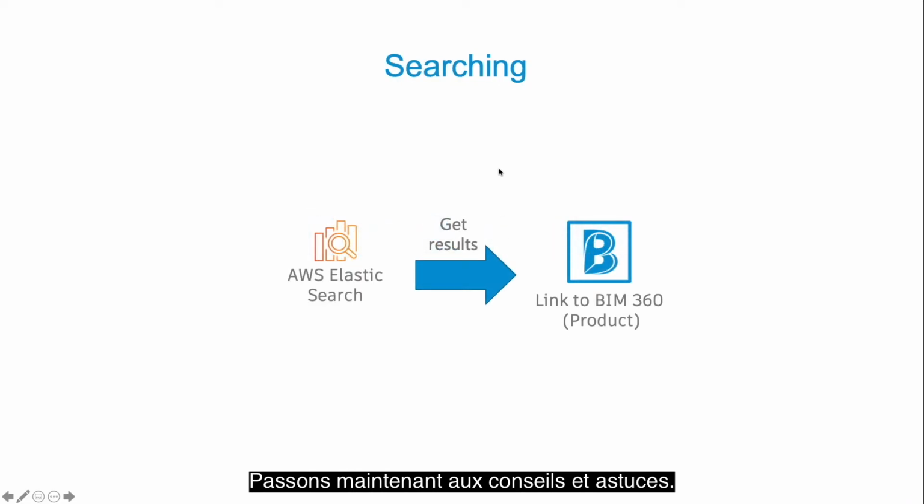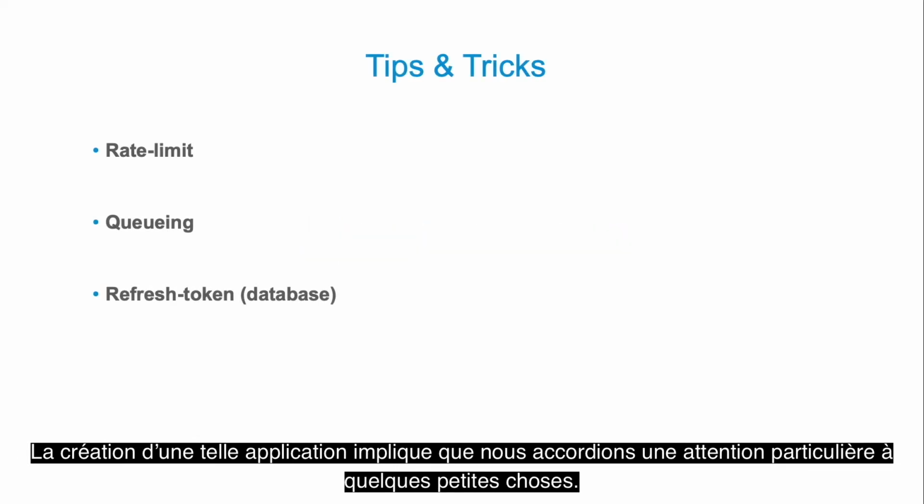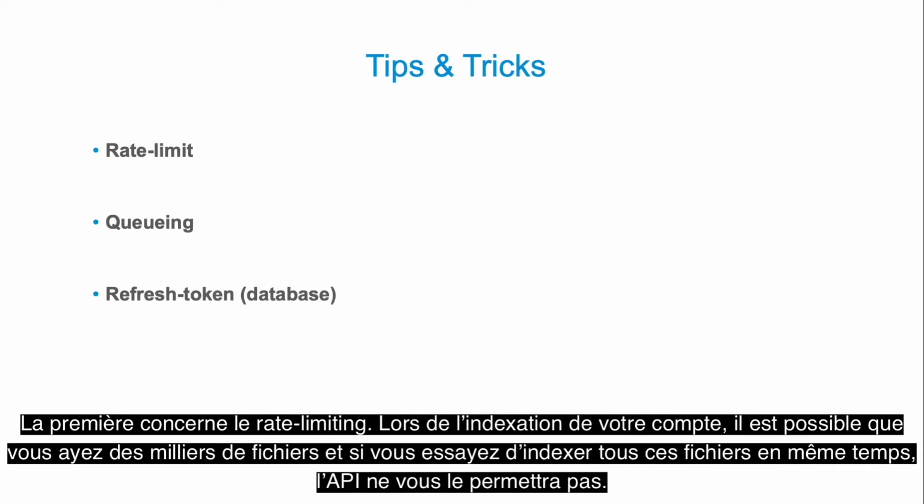Now about tips and tricks on creating an application like that. There are a few things that we have to pay special attention. First is about rate limit. When we start indexing an account, it's very possible that you have thousands of files, and if we try to index all of those files at once, the API will not allow us.